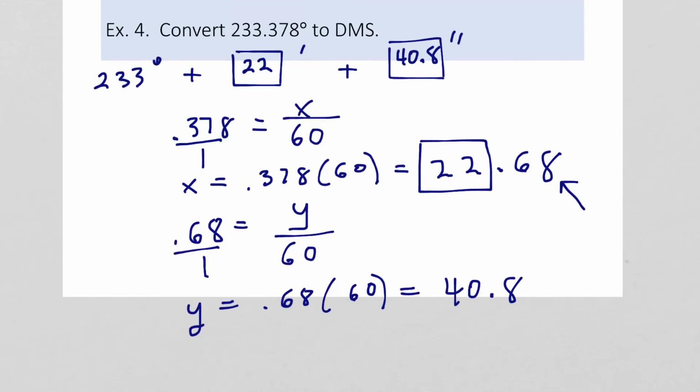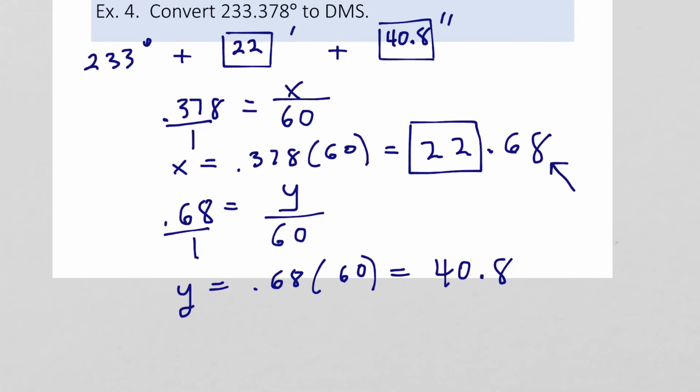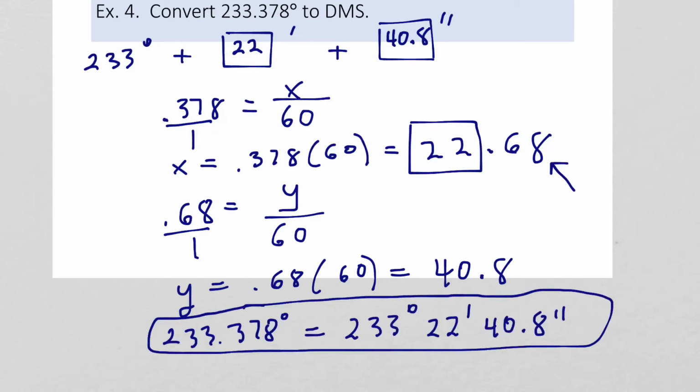So if I just write that out, we're going to say 233.378 degrees is equal to 233 degrees, 22 minutes, 40.8 seconds. And the convention is this is a whole number of degrees, a whole number of minutes, and whatever fraction of seconds you leave the decimal point part on that, unless you're specified otherwise.